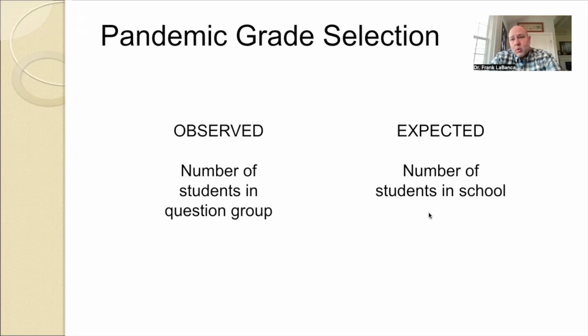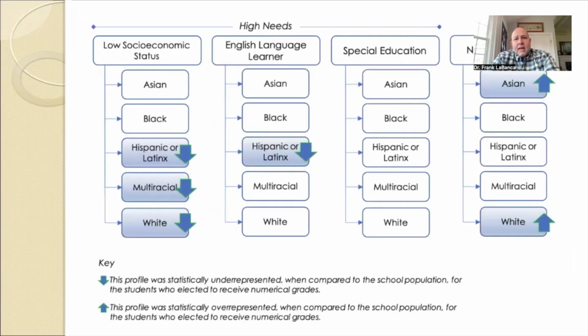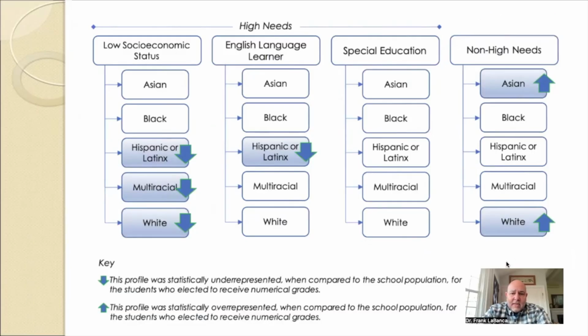So the expected were similar to my referral situation, the number of students in the school. We expect so many students in each group to fit. And then the observed is the number of students in the question group, how many actually selected receiving grades or receiving a pass-fail situation. And so here's some results from that study. So I looked at high needs groups of students with low socioeconomic status, English language learners, or special education status compared to the non-high needs. And I also looked at ethnicity and race. And so what did I find?